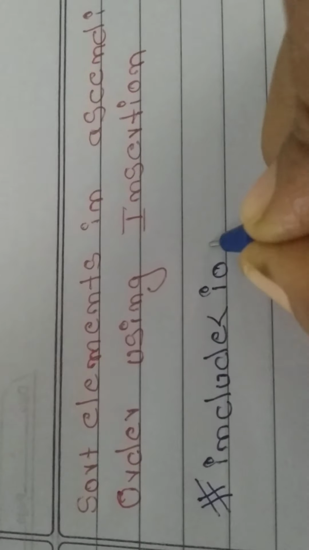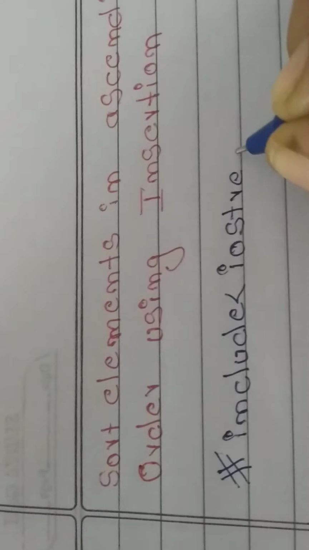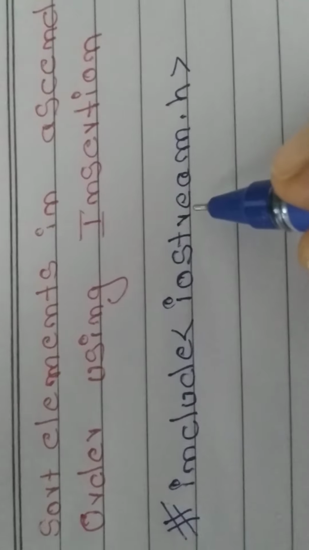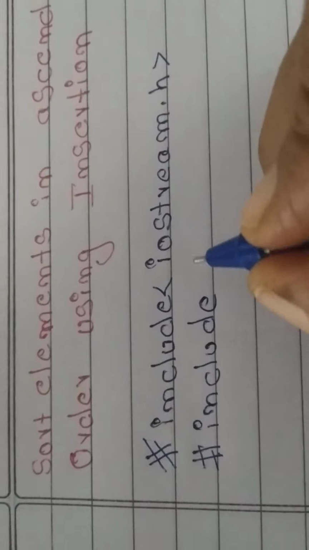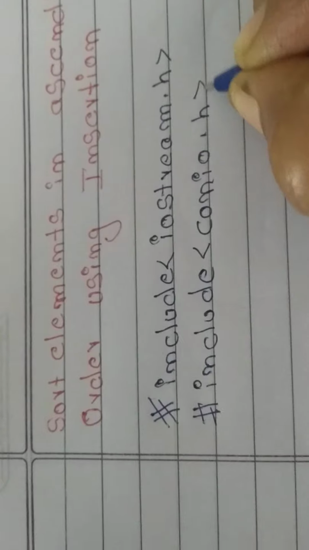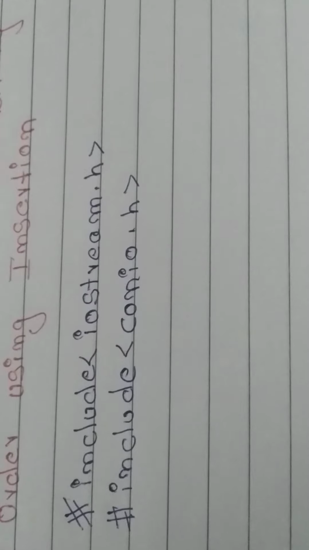Hash include iostream.h. iostream.h is for cin and cout. Next one, hash include conio.h. Conio.h means clrscr and getch. Clrscr is used to clear the screen. Getch is used to get the character.